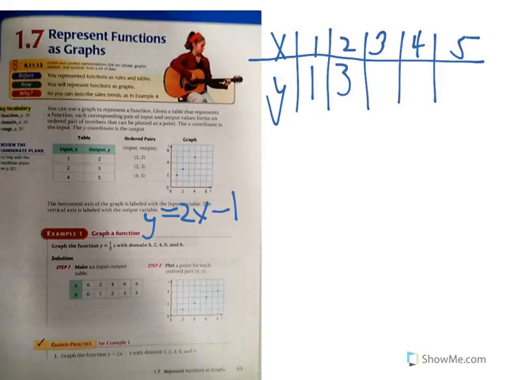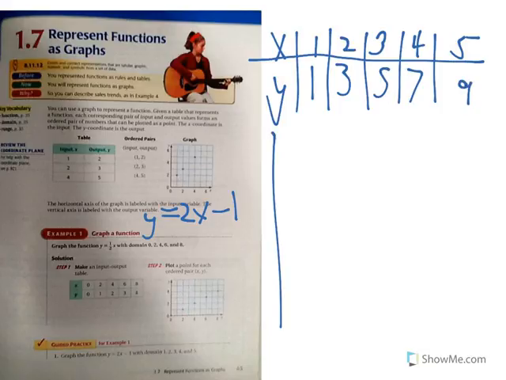For the value 3 for x, it's going to be 2 times 3 is 6, minus 1 is 5. For the value 4 for x, it's going to be 2 times 4 is 8, minus 1 is 7. And the last one, for the value 5 for x, it's going to be 2 times 5 is 10, minus 1 is going to be 9.